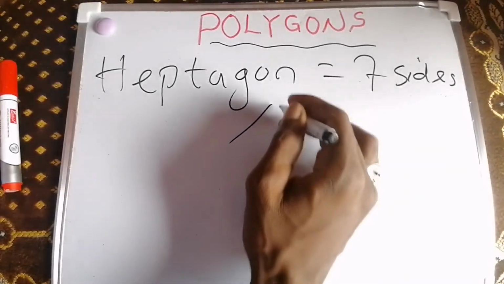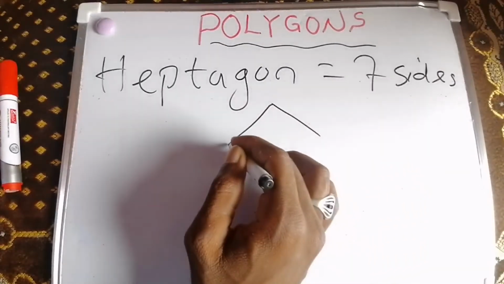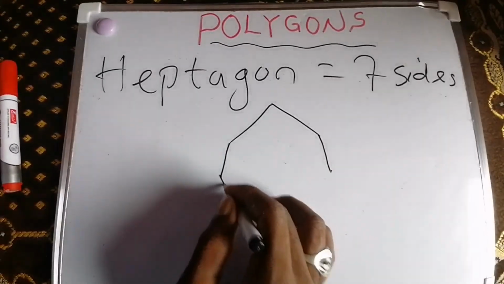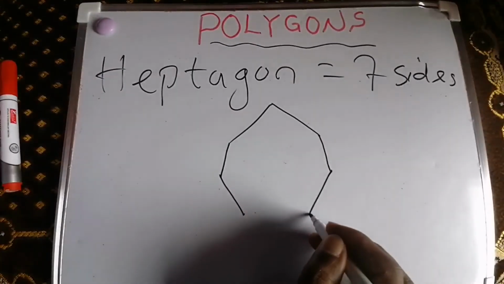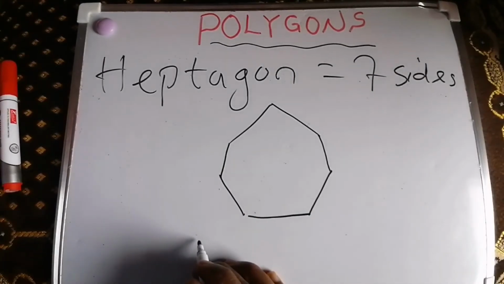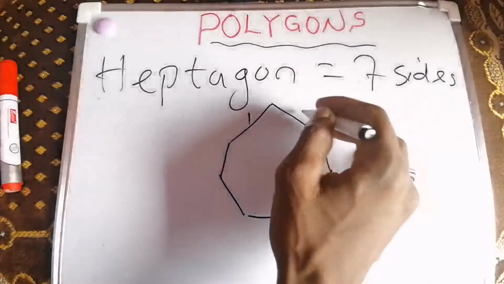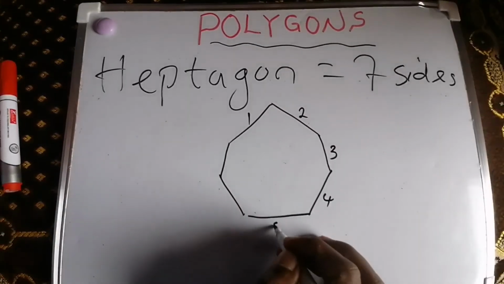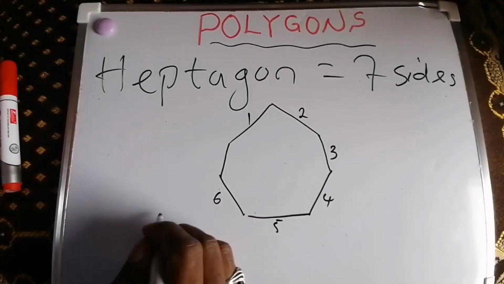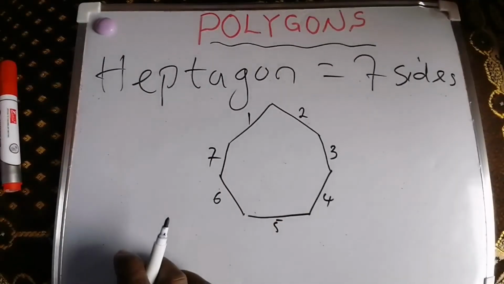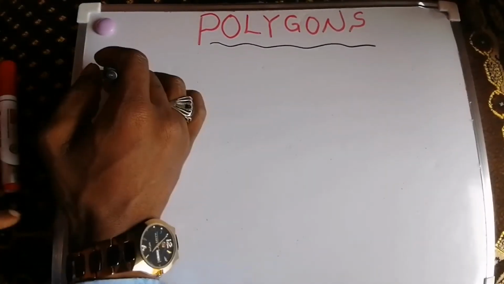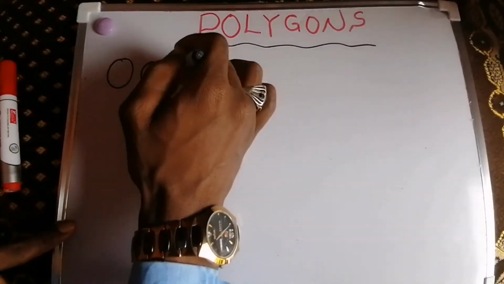This is heptagon. 1, 2, 3, 4, 5, 6, 7 sides. So heptagon has 7 sides. The next one is octagon.